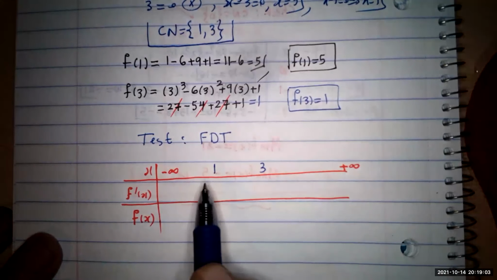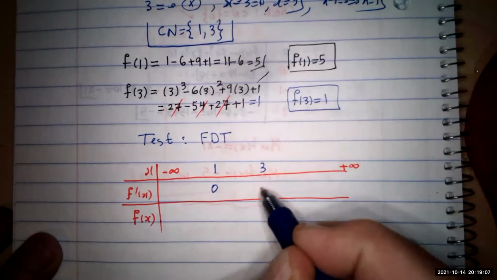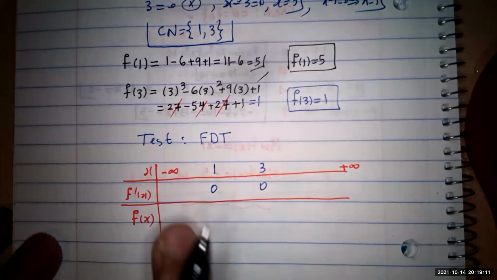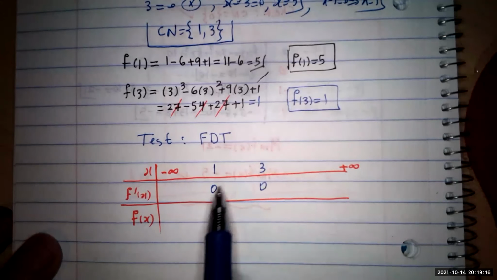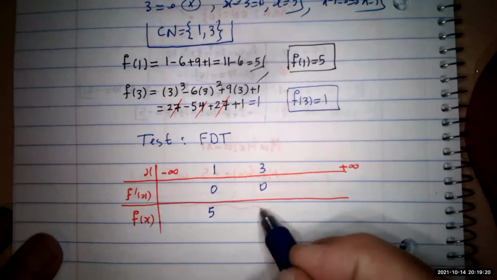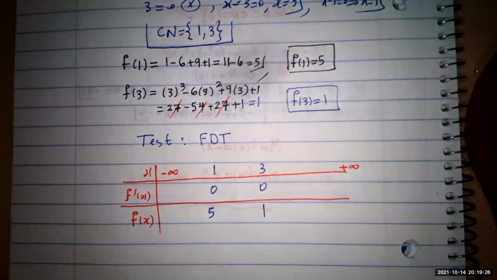How do we get them? We let f prime equal 0. So f prime is 0 here and here. That would partition the number line. You see 1, 2, 3. f of 1 is equal to 5, and f of 3 is equal to 1. You have to check the sign here because if f prime is positive, remember, the function is going up. If it's negative, it's going down.